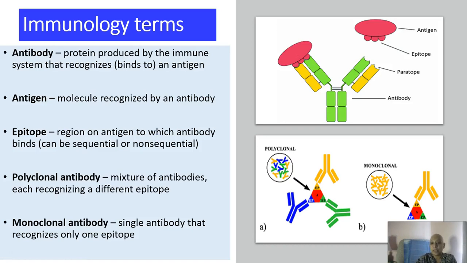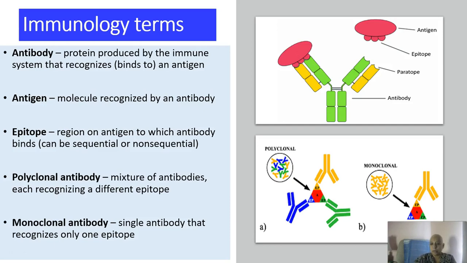The first one is, of course, antibody. Antibody is a protein that's produced by our immune system, and it's going to bind to some type of an antigen that it's being made against. An antigen is the molecule that is getting recognized by the antibody that we are utilizing.